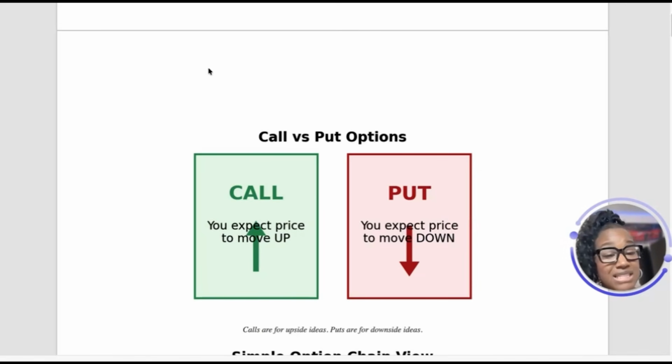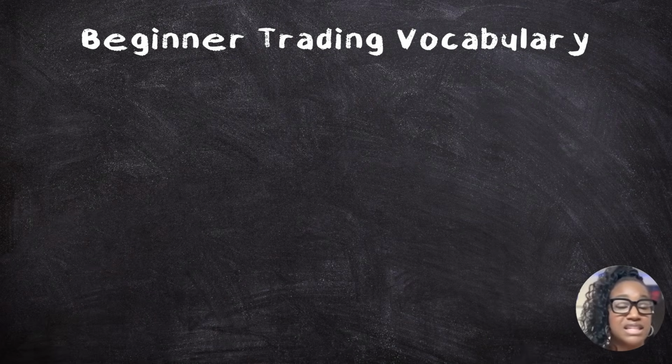Once those put contracts get into value, right, price does in fact continue to drop, then your put contracts gain value and you're able to sell those in profit. So those are the two types of option contracts you can purchase: call, up, price is going up, you believe it's going to continue to go up; put, down. Okay. All right, let's continue on our vocabulary.